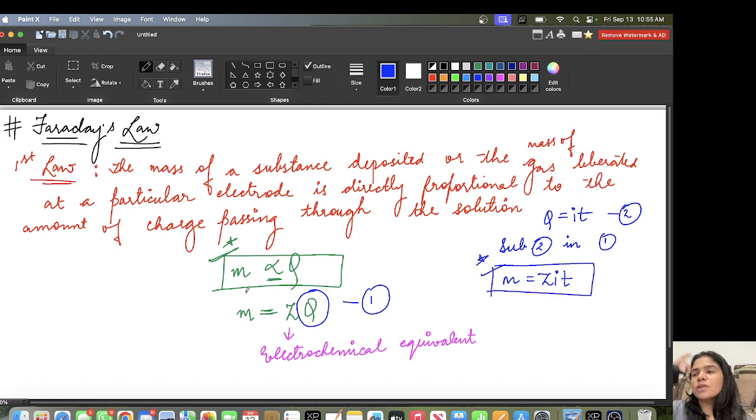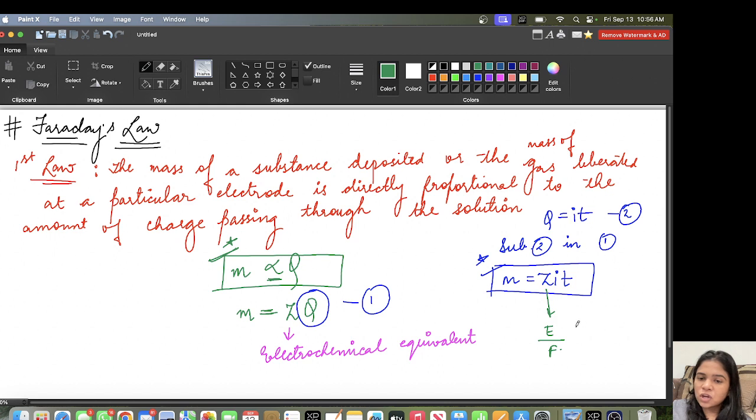So these two are the formulas given by the first law of Faraday. He told that the mass of the substance which is deposited, or the mass of whatever gas is liberated, will be directly proportional to the amount of charge you are passing through the solution. Now this Z is equal to E by F. Just remember this thing, Z is equal to E by F.